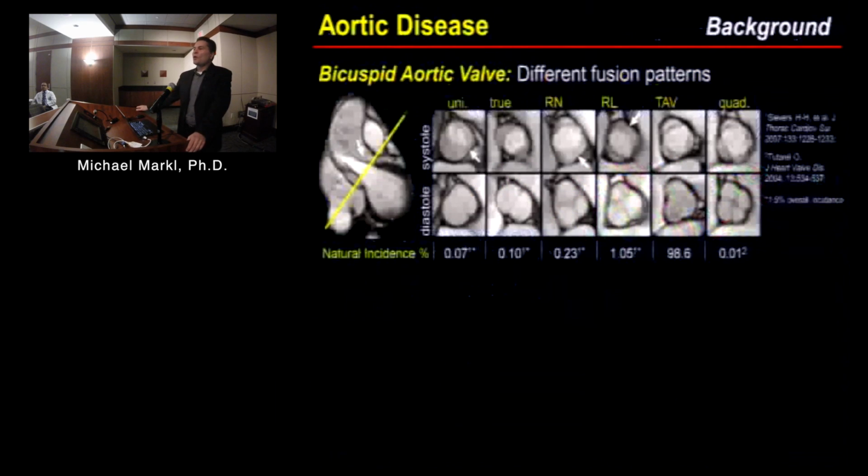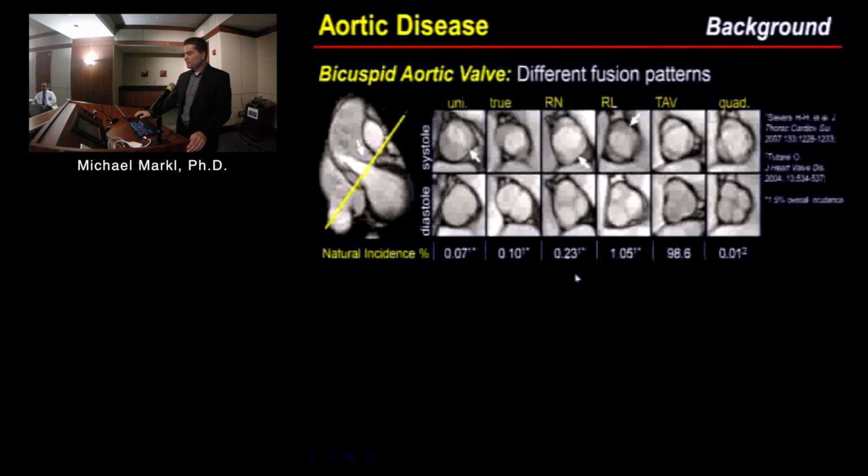The other confounding factor, challenge, is that one bicuspid aortic valve is not like the other. They come in different flavors. If you look at the bicuspid valve or the congenitally abnormal valves, there are different fusion patterns, valve phenotypes or morphologies. There's the right-left fusion pattern, where these two leaflets are fused. There's the right non-fusion pattern. There are true bicuspids, unicuspid valves, or even quadricuspid valves. And all of those are geometrically somewhat different.